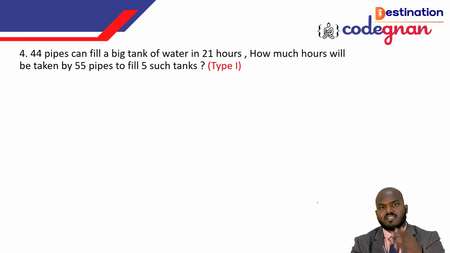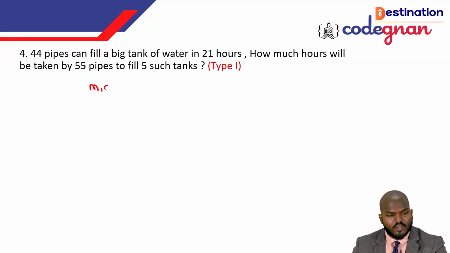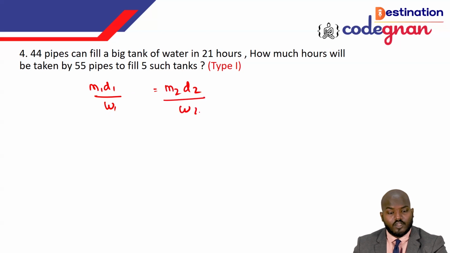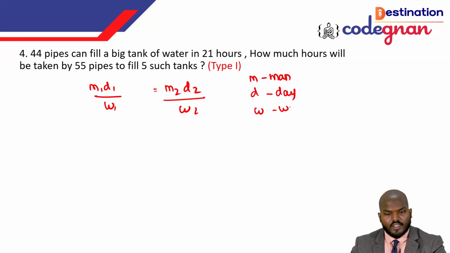One additional thing: the 55 pipes are connected to 5 such tanks. Then we have the formula here. If you know the formula, we can call it M1 D1 by W1, and the same way M2 D2 by W2. M indicates the man, how many men. M for man, D for day and W for work.